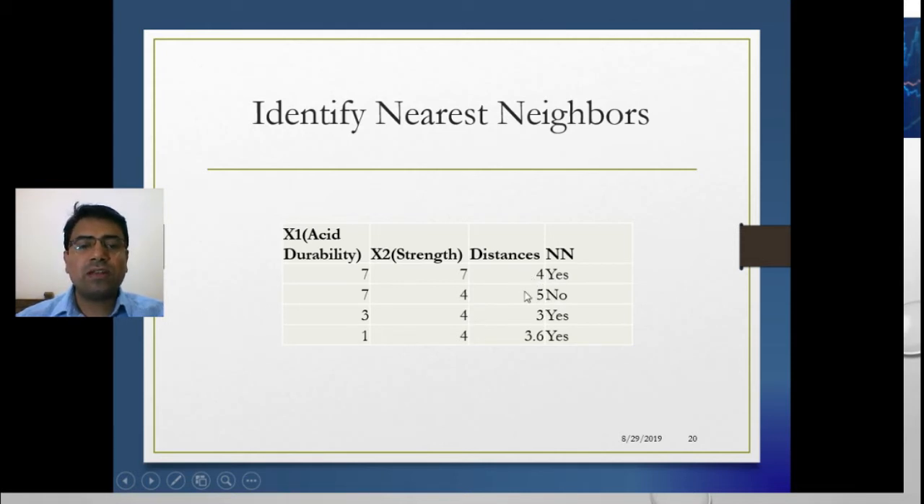And is the second a sample which belongs to the nearest neighbors? No, because this has a maximum distance, so therefore it does not belong to the nearest neighbor group. 3 and 3.6 are quite lesser in distance, so they are also in the nearest neighbor group.